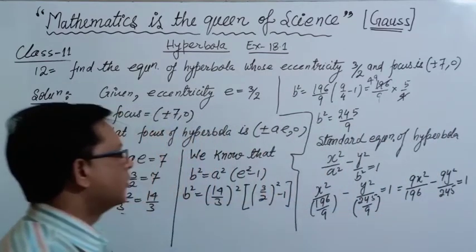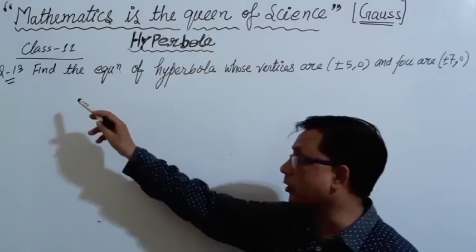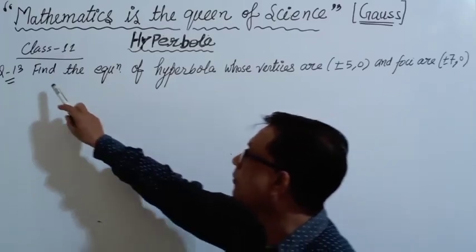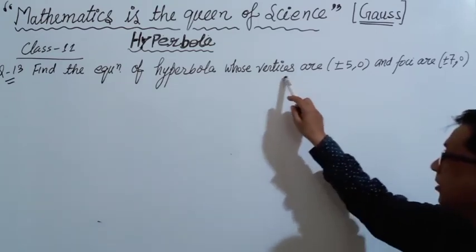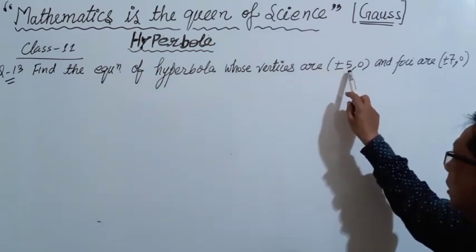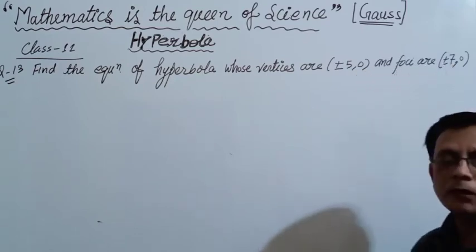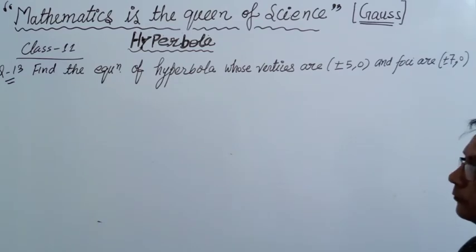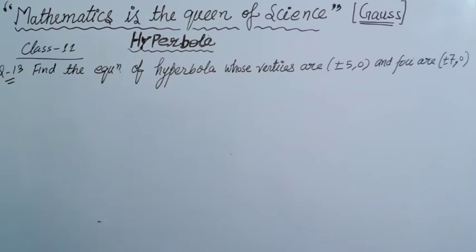So students, note this equation and practice this question also. The question is: find the equation of the hyperbola whose vertices are plus minus 5 comma 0 and foci plus minus 7 comma 0. This is the question. Let us solve this question and understand how we find the equation of the hyperbola. Now let's start the question.